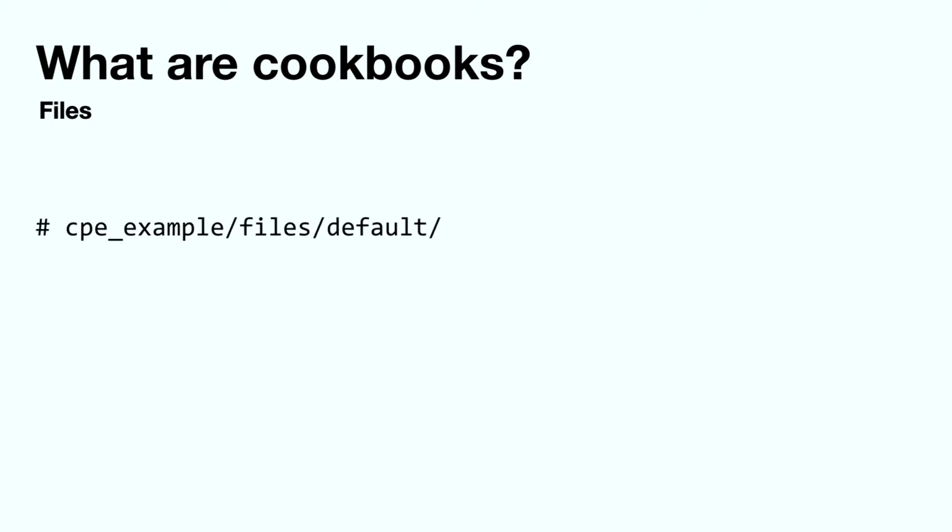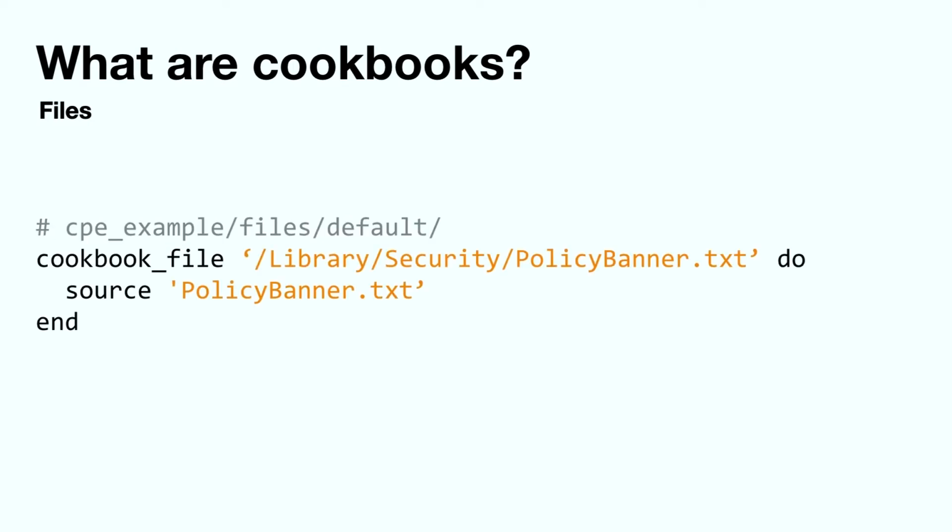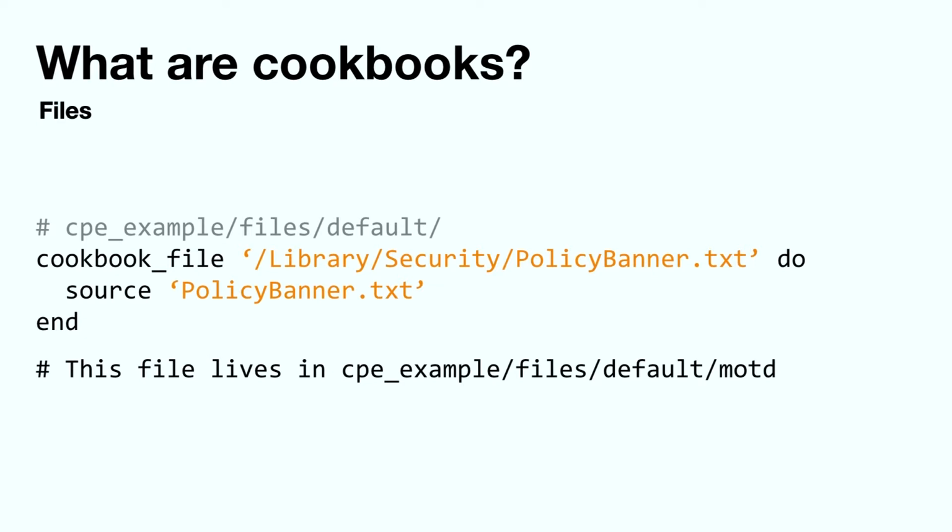But if you move over here, you have cookbook file. And we're doing something a little bit different here. You see it's prepended by cookbook file. And it's telling it we want to put this file on disk in this location and with that name. Now, when you use cookbook file, it looks where you might expect in the default directory for files, and it looks for a file called policy banner. And it'll grab that file and place it on disk where you told it to.